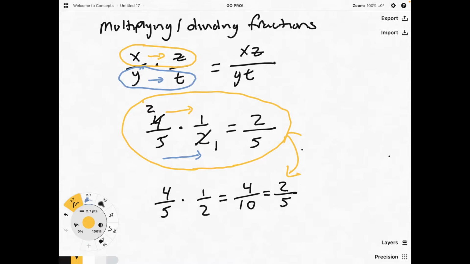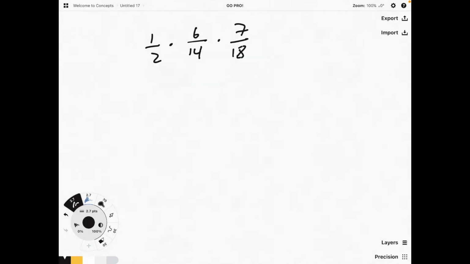Let's do another example. Okay, let's look at our next example. We have 1/2 multiplied by 6 over 14 multiplied by 7 over 8. So again, what we like to do is simplify first to see if we can reduce any of these numbers. We're going to multiply all the numbers in the numerator and then all of the numbers in the denominator.